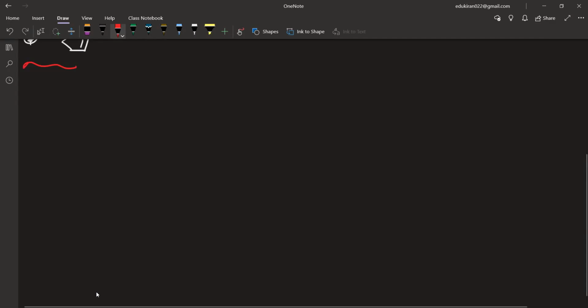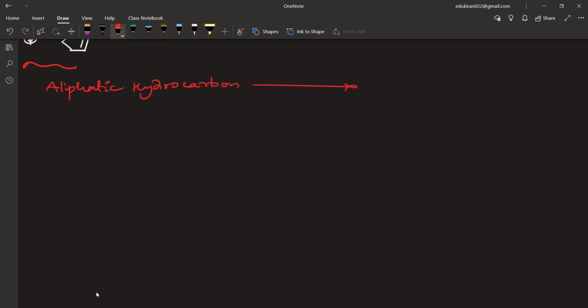First of all, we'll write aliphatic hydrocarbon. And in aliphatic hydrocarbon, if you exchange a hydrogen with a halogen, this X can be fluorine, chlorine, bromine, or iodine. If you do this exchange, then what will you get? You will get a haloalkane. We also call this alkyl halide.